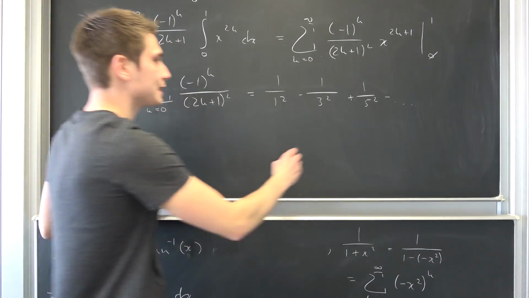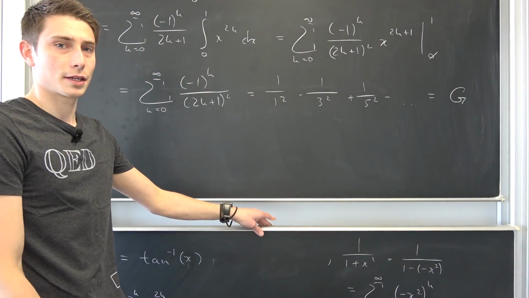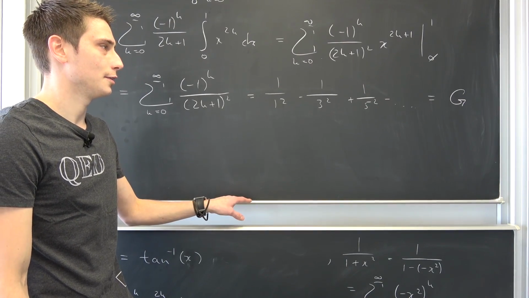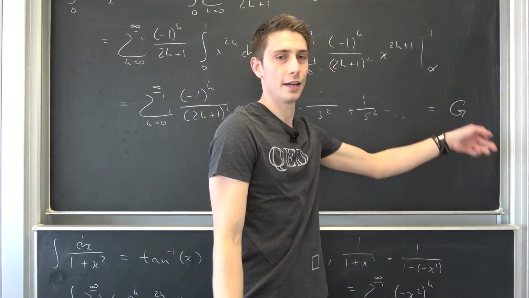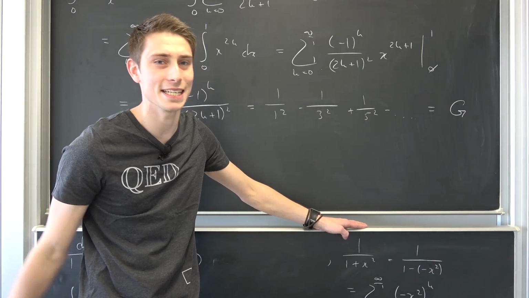And this thing right here is called Catalan's constant, because Catalan, no, you don't write Catalan with a G in front, you write it with a C. Why would you give it the name G? This really doesn't make any sense.